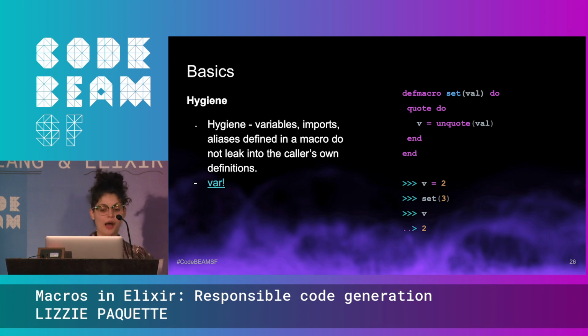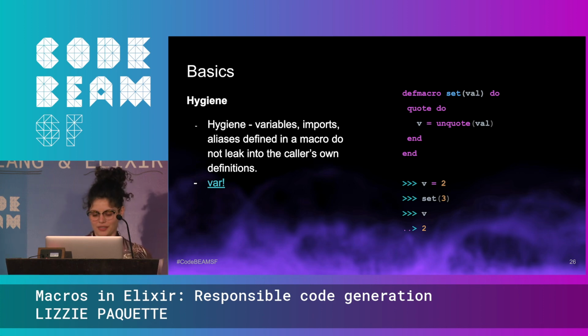Hygiene. So hygiene is making sure that the variables, imports, and aliases you have defined in your macro do not leak into the caller's own definitions. So here we have an example. Set is a macro that just binds the value val to v. But then when we go into IEx, we set v equal to 2, then we call the set macro, but when we check the value of v, it's still 2. So the variables in the macro do not leak.